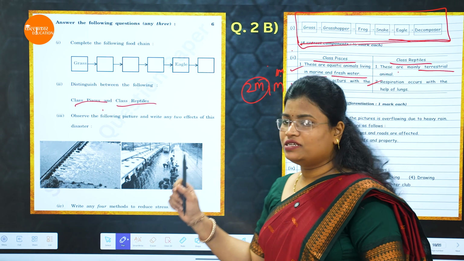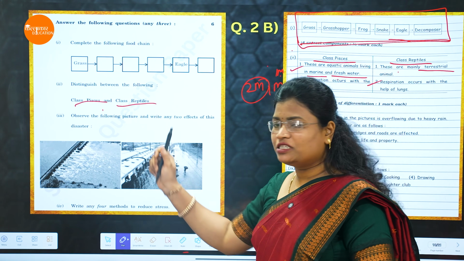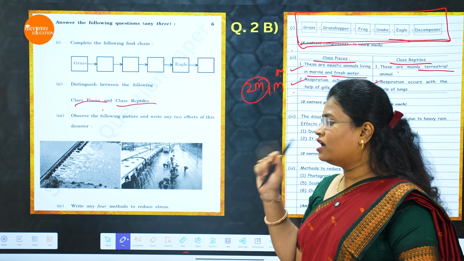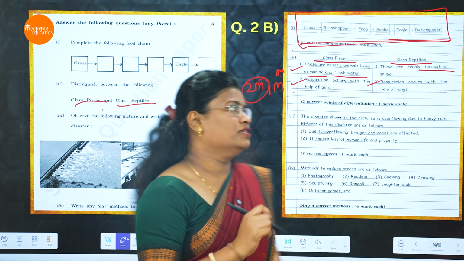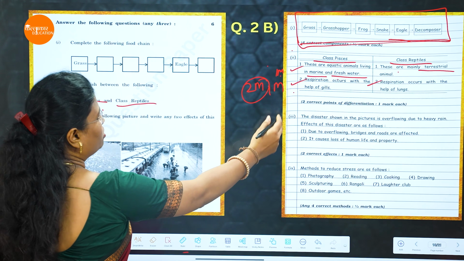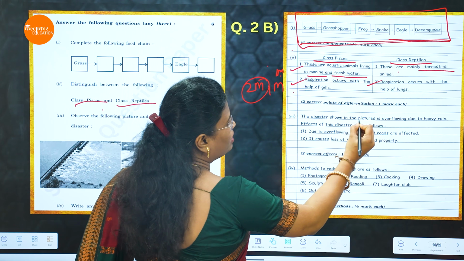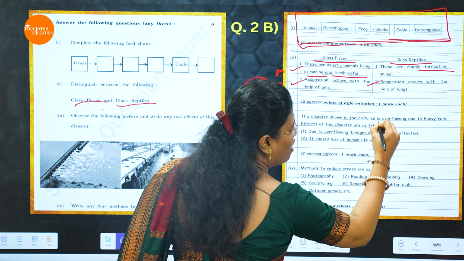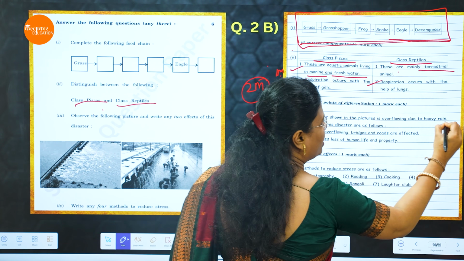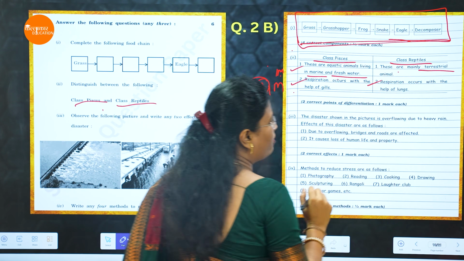effects of this disaster. You have to identify this picture very carefully and also you have to identify which type of disaster is this. Let's see the answer. Question number 3. The disaster shown in this picture is overflowing due to the heavy rain. You have to write this one very carefully. Overflowing due to heavy rain.